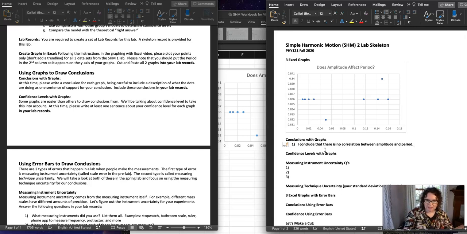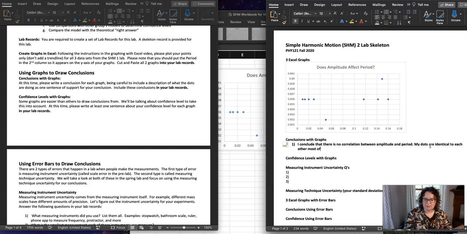My second sentence is going to use ideas about what the dots are doing in the graph. That's what I'm looking at right now. My dots are identical to each other most of the time, and then some dip up or down in a random fashion. So I am making observations about what the data points in my graph are doing, and that is supporting my conclusion.